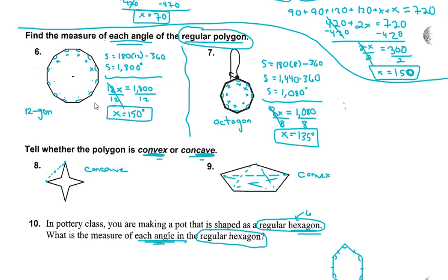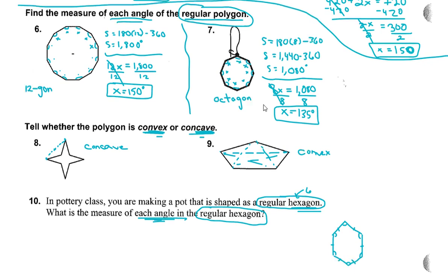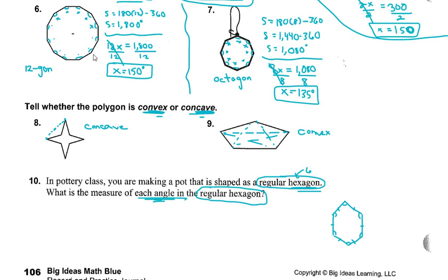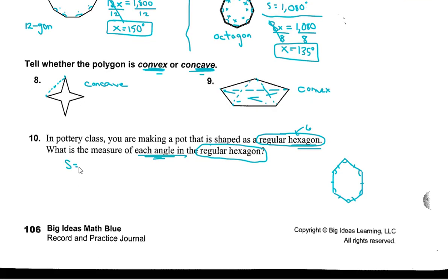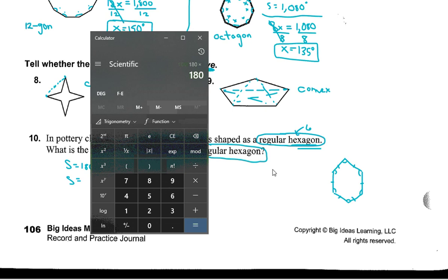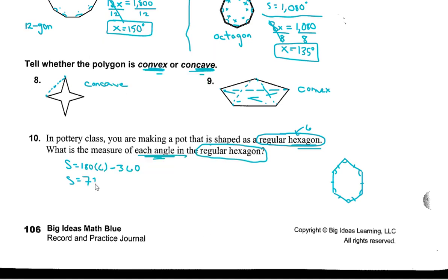Well, we're doing the same thing that we're doing in 6 and 7, except now we have 6 sides instead of 8 sides or 12 sides. So we start by finding the interior angle sum. So S equals 180 times the number of sides, which is 6 because it's a hexagon, minus 360. So S is 180 times 6, 1080, minus 360. And I get 720. So the interior angle sum is 720 degrees.